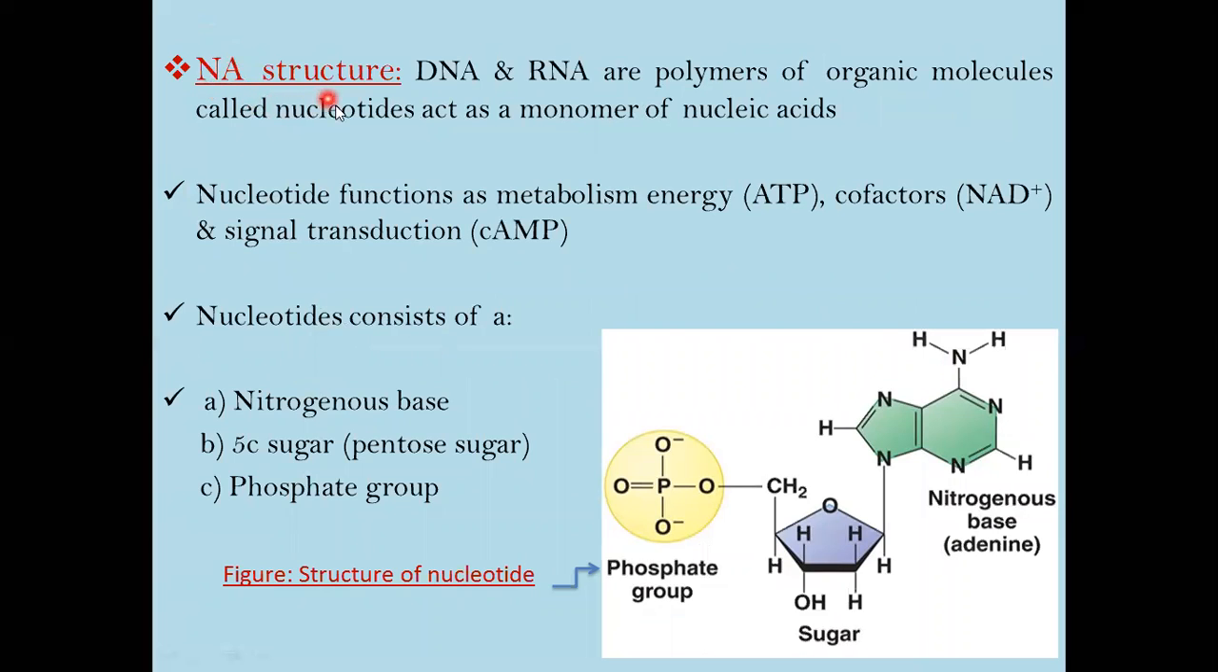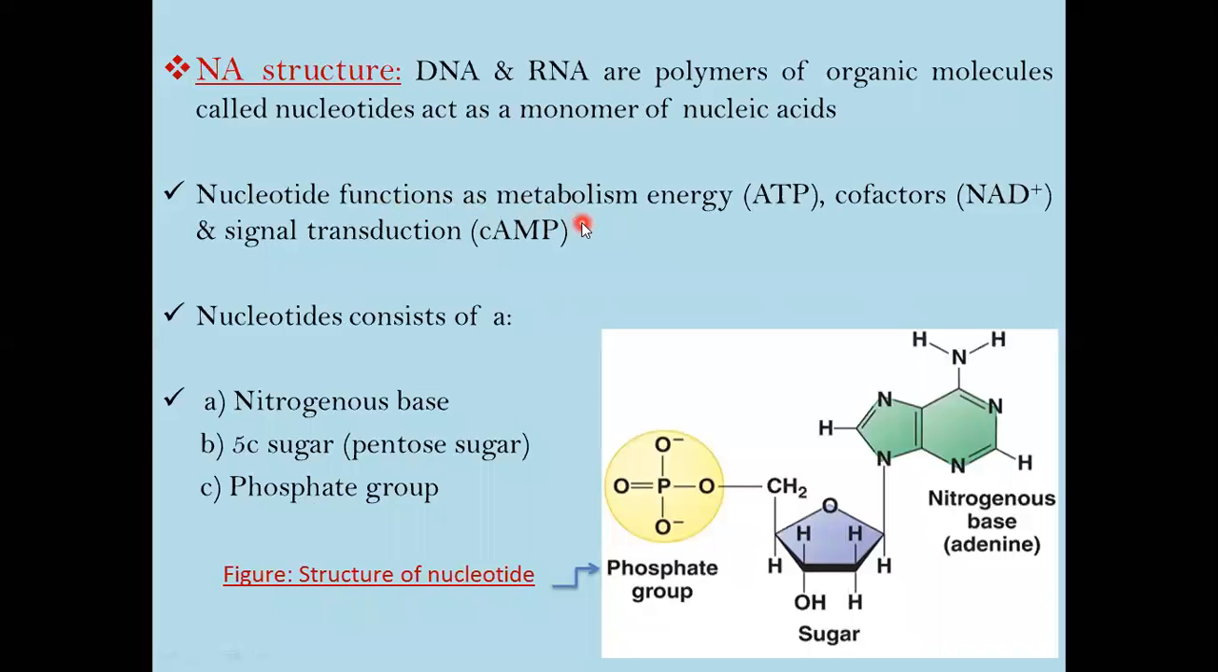Next is the structure of nucleic acid. Nucleic acid contains DNA and RNA, and we know that both DNA and RNA are polymers. Polymers means large molecules which are made of organic molecules called nucleotides. So nucleotides act as the monomers of nucleic acids.